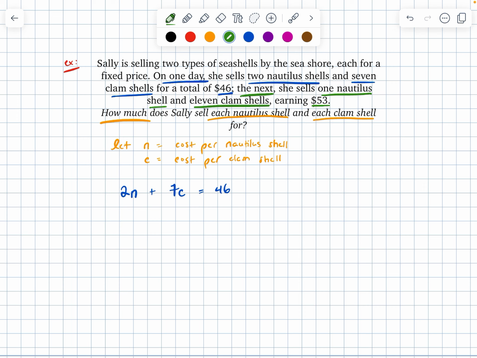Lovely! By exactly the same logic, for my next equation, the next day I sell 1 nautilus shell, so I've got 1 times the cost N, which I'm going to write as just N, and then I add that to my 11 clam shells times C, the cost for each one. Now I've got my total price of 53, which comes from summing the individual prices. There we go. Would you look at that? We've got a system that we can solve. If you haven't already, take 2 minutes, pause the video, and see if you can solve for N and C, whichever method you like. Go!